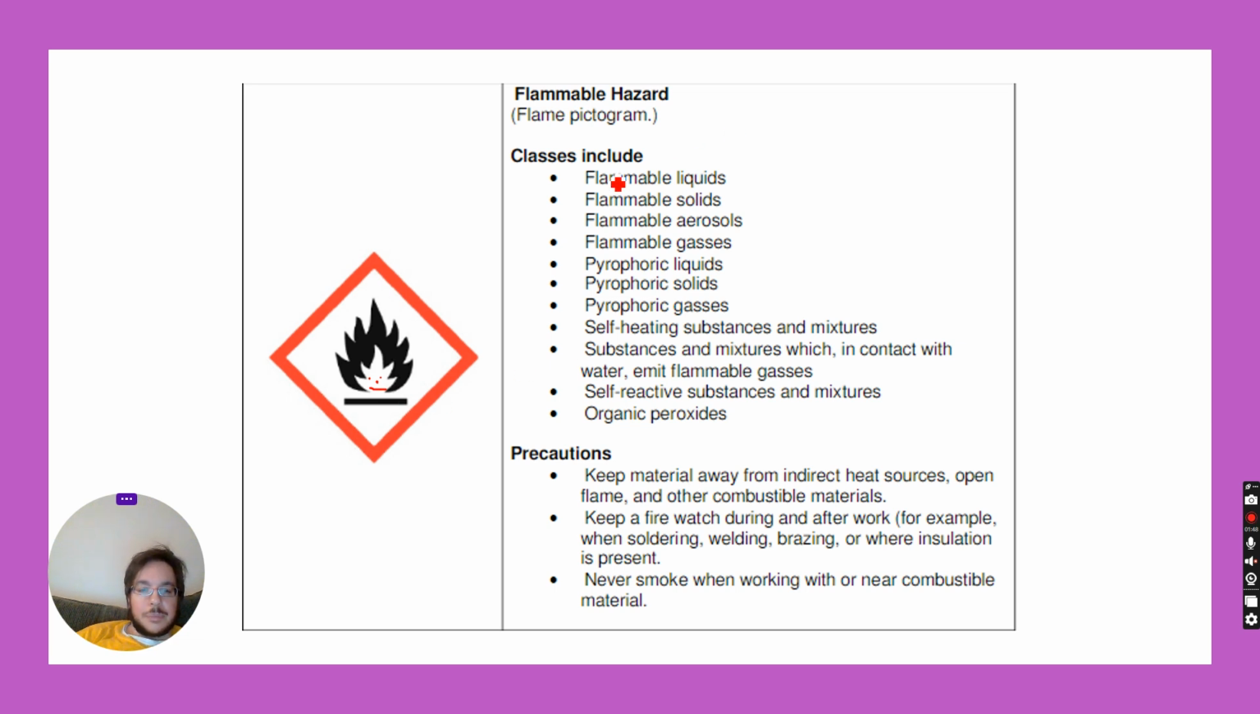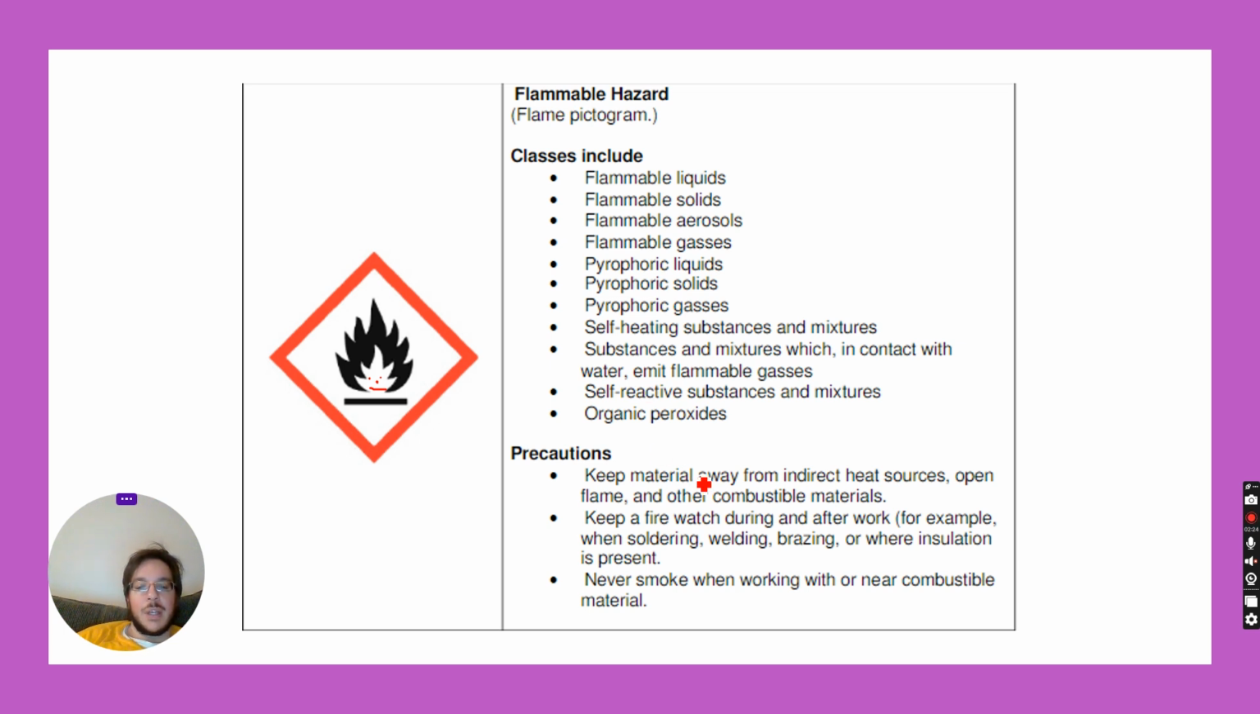So it could be a liquid, a solid, an aerosol, a gas, a self-heating substance. You've got those packets that you can break, they usually give them out around Halloween. They warm your hands. I don't know if they're still popular. We've also got substances that, when in contact with water, emit flammable gases. Again, self-reactive substances and organic peroxides.